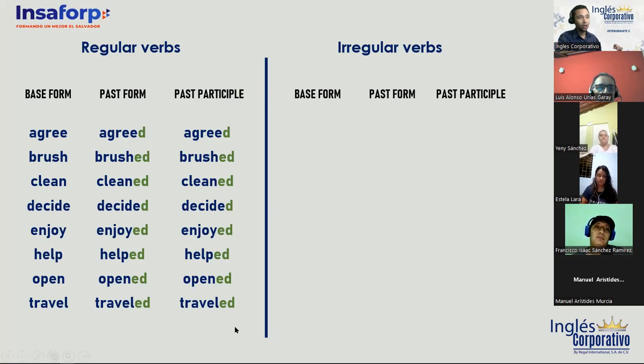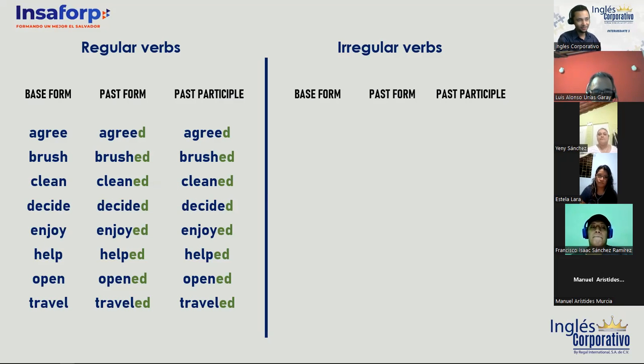So as you can see right here, when you have regular verbs, the past form and the past participle are the same. Also, it's good because they follow a series of rules. If you know the rules on how to make the past form, then you know how to make the past participle too. The problem is here with the irregular verbs. We have a little problem. And the problem is they don't follow the rules.